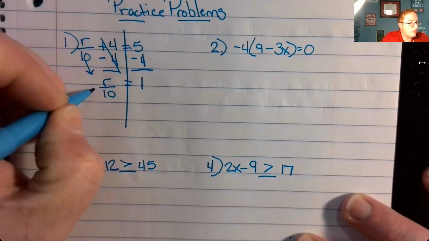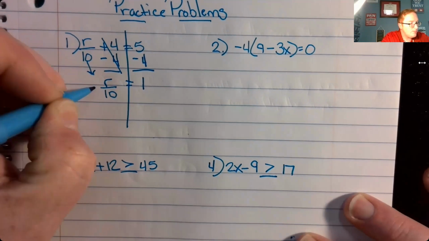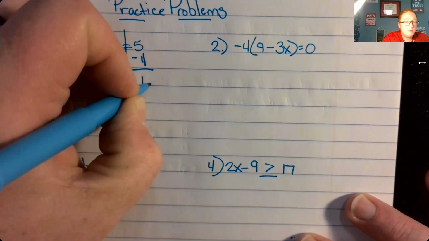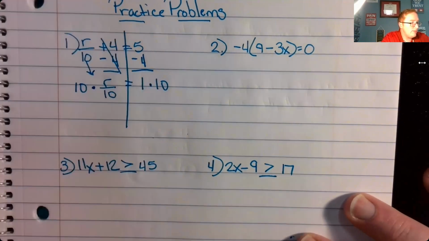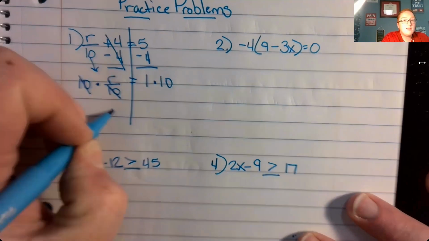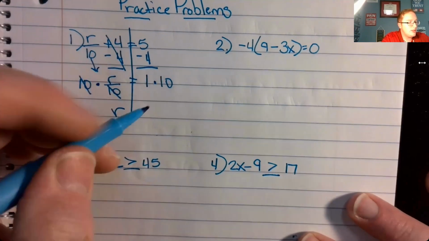You can show that with either a star or a dot. Whatever I do to one side, I have to do to the other, right? Because of the property of equality. 10 divided by 10 is 1. And on the right side, I get 1 times 10, which is 10.